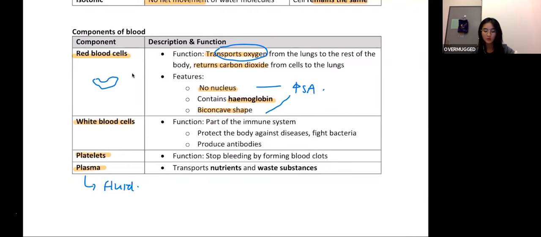Then the second one is contain hemoglobin. What is that? It is just the substance that binds to oxygen. It's like sticky, so it binds to the oxygen, making sure that the oxygen doesn't fall off randomly.